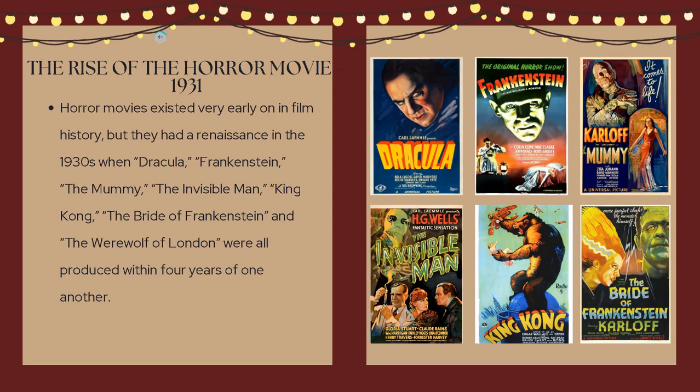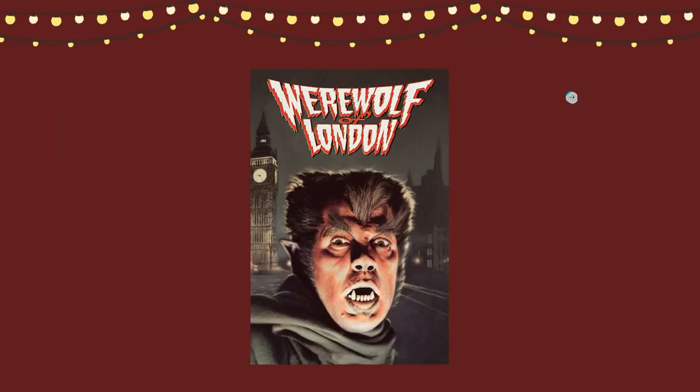So the rise of the horror movie in 1931. Horror movies existed very early in film history, but they had a renaissance in the 1930s when Dracula, Frankenstein, the Mummy, the Invisible Man, King Kong, the Bride of Frankenstein, and the Werewolf of London were all produced within 4 years of one another. So many, the Werewolf of London.